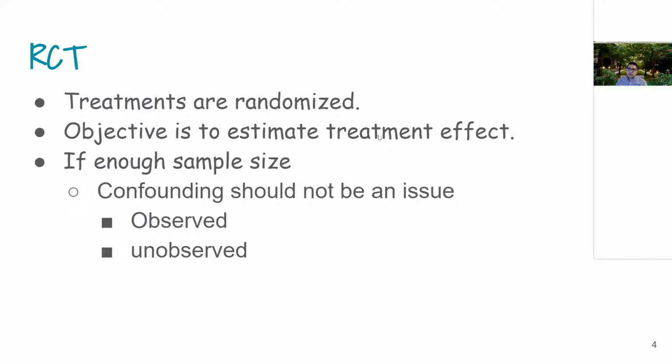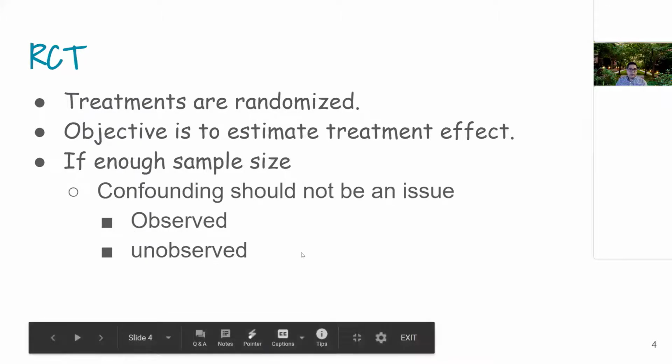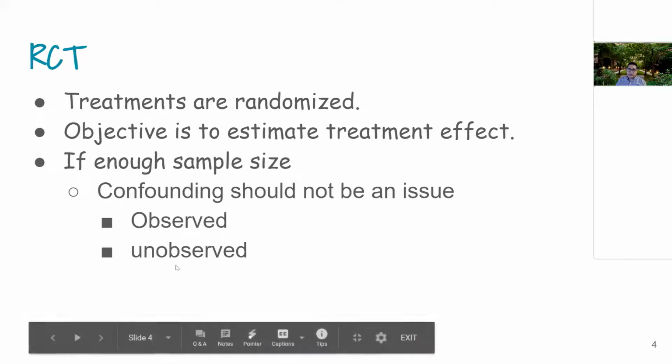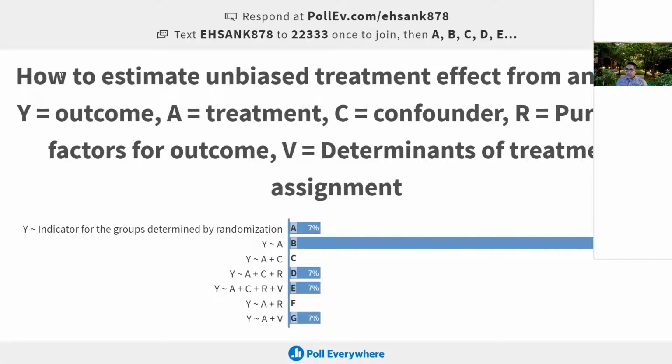Randomizing is a very powerful tool that works not only for the observed, but also for the unobserved. Everything that is out there, by the process of randomization, you can eliminate confounding by any type of observations. Generally speaking, there are exceptions, but this is generally speaking. So the question is how to estimate unbiased treatment effect from a randomized clinical trial. So the question is saying only one criteria, unbiased treatment effect, right?